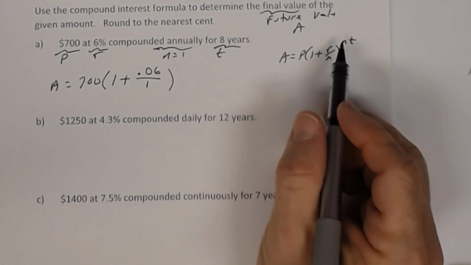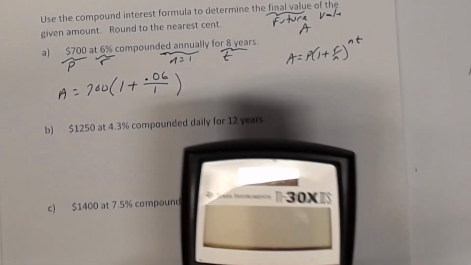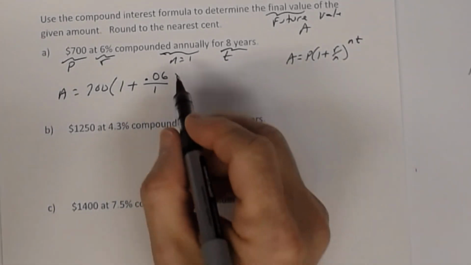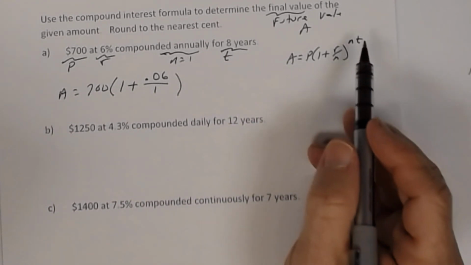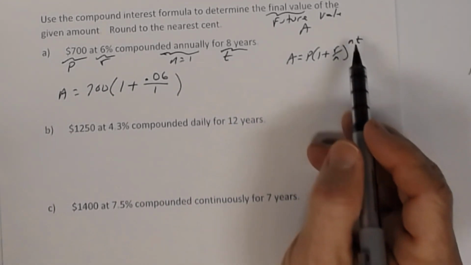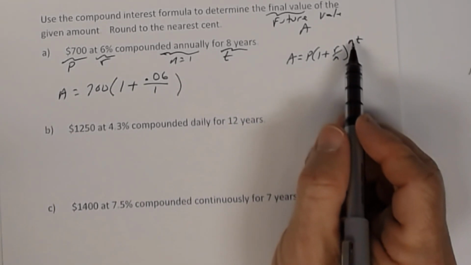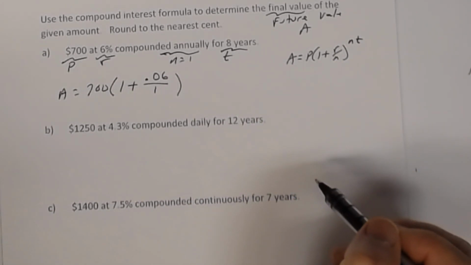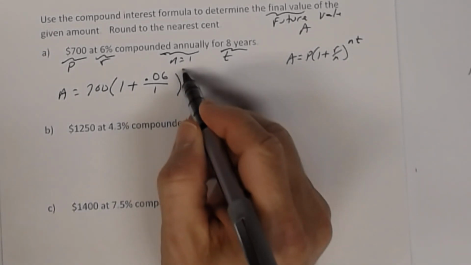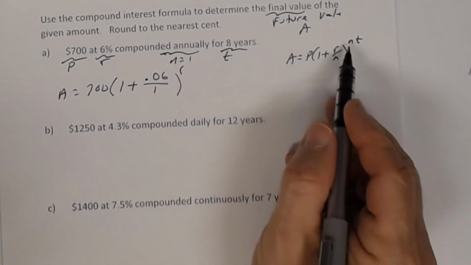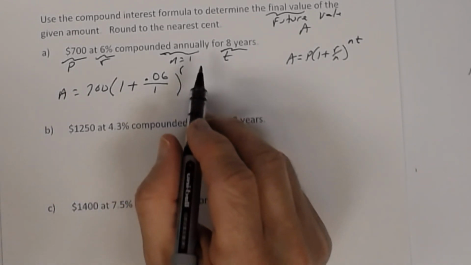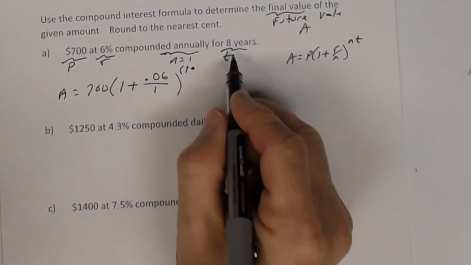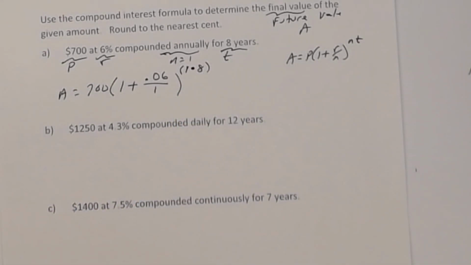Because it's going to matter how you put this in your calculator for the exponent, I would always put nt in parentheses, no matter how easy it is for you to determine it right away. So if this is 2 times 3, you know it's 6, but still put it in parentheses, so you get into the habit of doing that. So n times t: n is 1 times t, which is 8. Okay, so that's what you have.